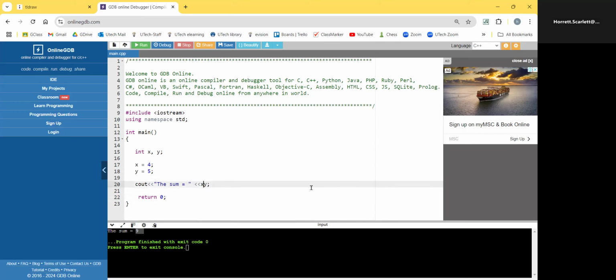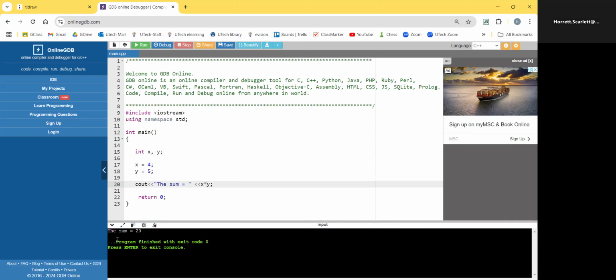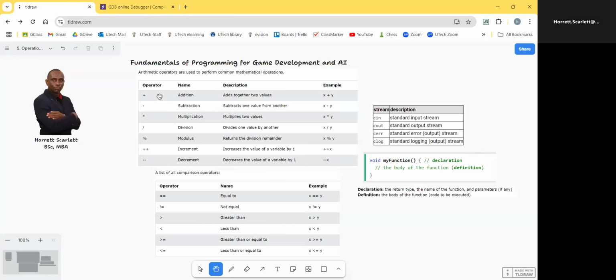What if we use the asterisk instead? Then it should be 5 times 4 equal to 20. So it says the sum is equal to 20. Let's change that to the product is equal to 20. And there we go. So we have just demonstrated the plus and the multiplication. You know that the subtraction is going to work in a similar manner, so I won't be doing that one in terms of demonstration, but I will be looking at the division and I will also be looking at the modulus.